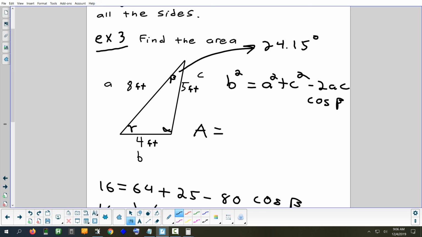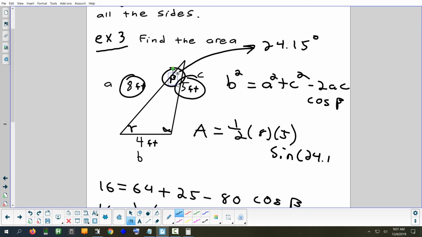Now I can find the area. If I'm using beta, which I am, because it's the only angle that I know, what are the 2 sides that I'm going to use out of the 8, the 5, and the 4? So it's 1/2 the product of the 2 sides. We could have done that right away. That wasn't a problem. The next part was the problem. Times the sine of the angle between them. We didn't know it. Now we do.